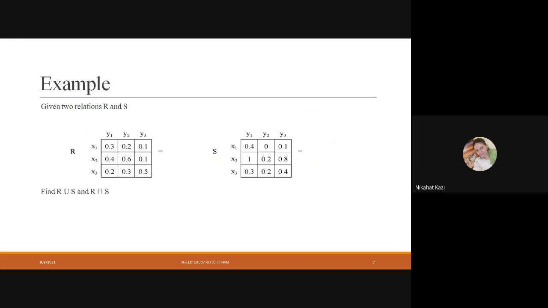Okay. Next, this is an example. You can find this out: what is R union S and R intersection S? R union S will be the max operation, right? So for this, it will be 0.4. Whatever is in this brown color, those are the union values, the maximum.